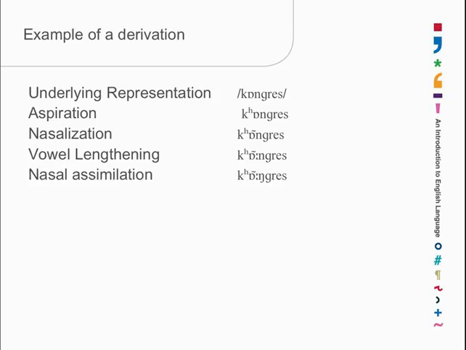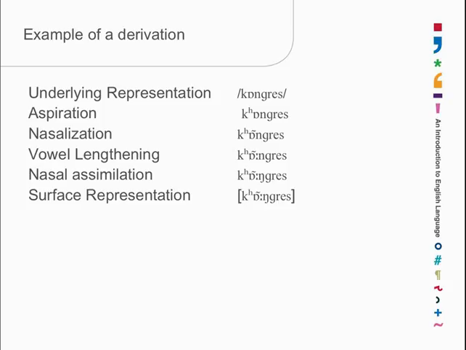Surely this must be the end. No, indeed not. We've already met this process as well. N changes to ng before G. G is a velar, and the N becomes pronounced as ng because there's a following velar. There's a process of nasal assimilation. The nasal consonant has assimilated to the place of articulation of the following consonant. Well, there might be other things happening as well, but that'll do for the meantime. So, what actually comes out of your mouth is congress.